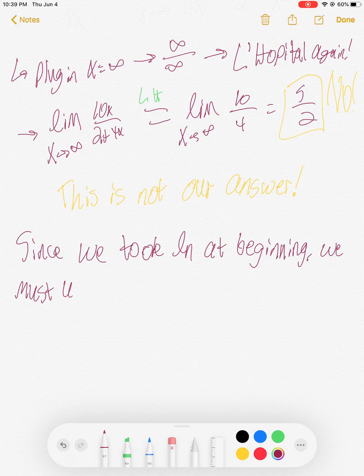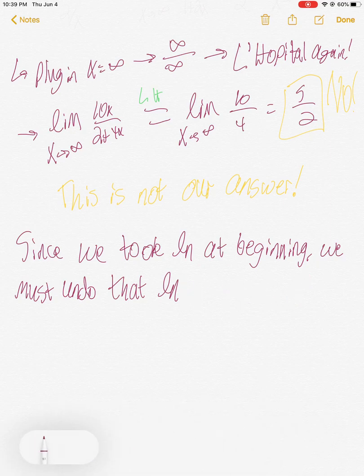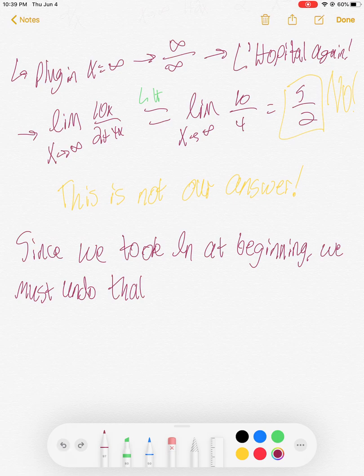So, since we took ln at the beginning, we have to undo that. We must undo that. And how do we undo the natural log? What's the inverse of the natural log? We raise e to that power, right? So we're using the fact we must undo that.